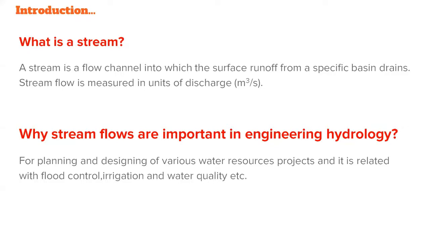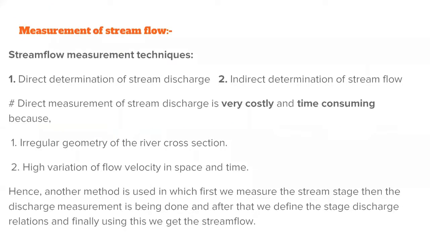Now, why do we need the stream flows? Because these help us for the planning and the designing of various water resources projects, for example dams, etc., and also help us in case of flood control, irrigation, water quality, etc. Now, how do we measure these stream flows? Basically there are two main techniques. The first one is direct determination of stream flows, for example area velocity method and dilution techniques, etc., and the second one is indirect determination of stream flow.